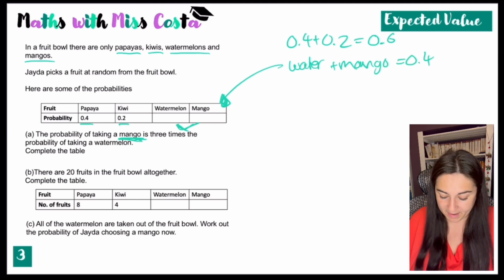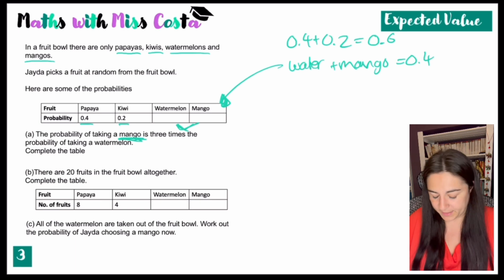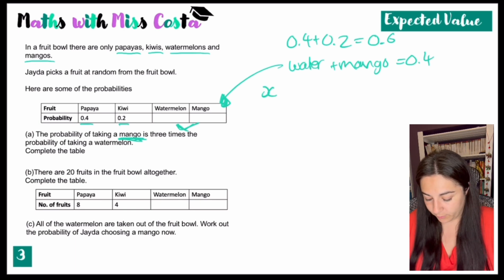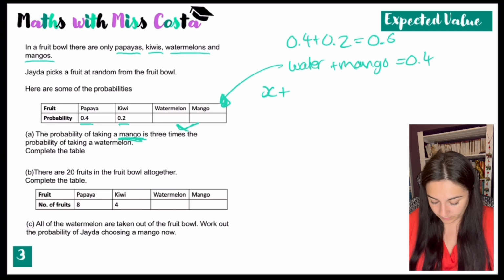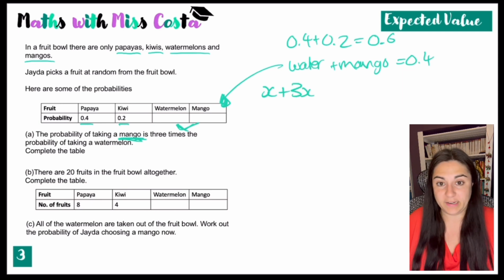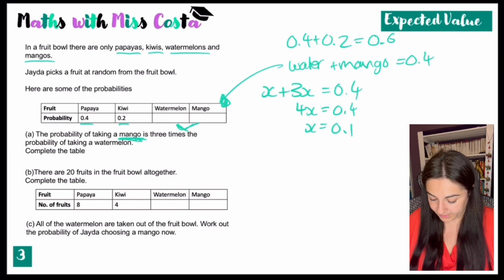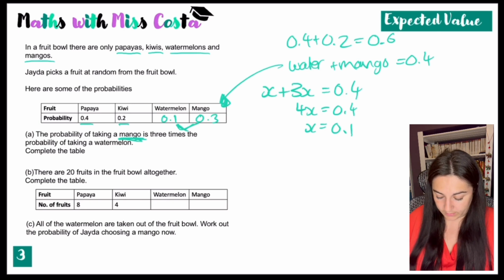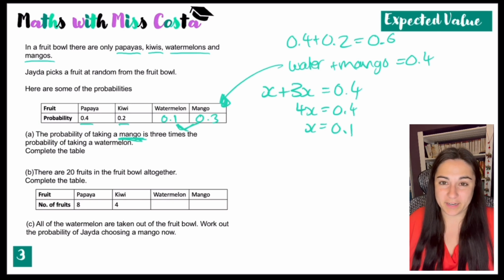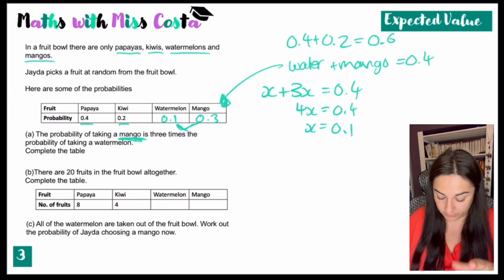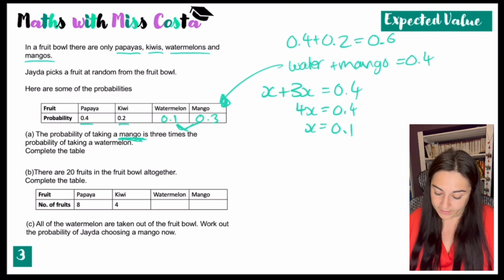Now the probability of taking a mango is 3 times the probability of taking a watermelon. So therefore, if watermelon was x, mango would be 3x, like 3 times the amount of what a watermelon is. So therefore, 4x must equal 0.4 and x is 0.1. So the probability of getting a watermelon would be 0.1 and mango would be 0.3. Sometimes you don't need to do the algebra. Some people are really good at intuitively knowing that you split it into 4, but if not, always set yourself up a little equation.